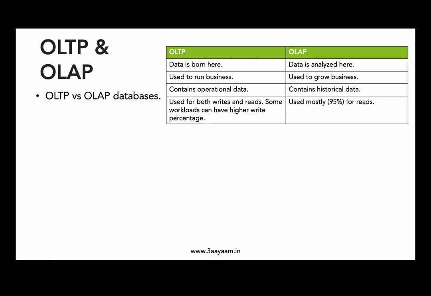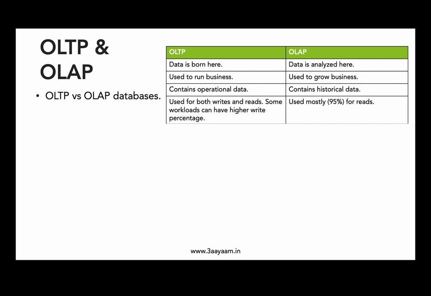OLTP data stores are used for both writes and reads. Some workloads can have a higher write percentage. For example, some workloads can have 60% writes and 40% reads, or 70% writes and 30% reads. But in most cases, OLTP databases might contain 40% writes and 60% reads, or 50-50. But definitely the amount of writes would be substantial in OLTP databases.